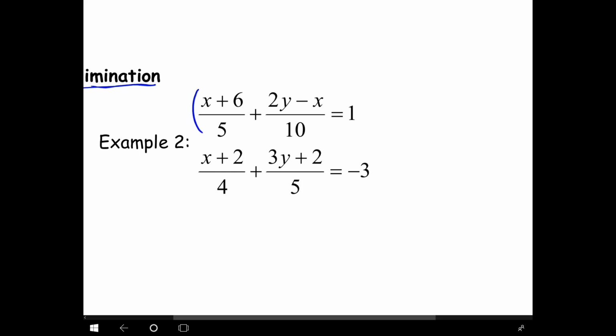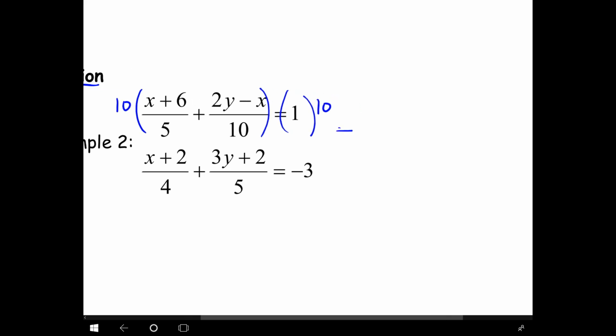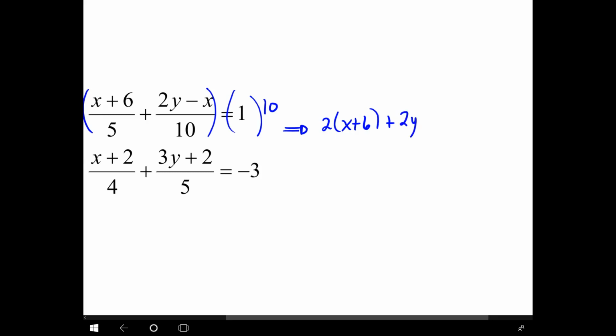So we're going to get rid of our fractions, multiply both sides by the least common denominator. So we'll multiply this side, oops, not by 50, that's not the least common denominator. Multiply both sides by 10, and 5 goes into 10 2 times, so that would be 2 times x plus 6, plus 10 goes into itself 1 time, plus 2y minus x is equal to 10. Let's simplify this equation, which would give us 2x plus 12 plus 2y minus x equals 10. And 2x and negative x would leave me with x plus 2y.